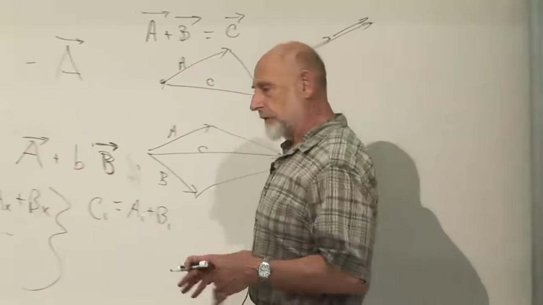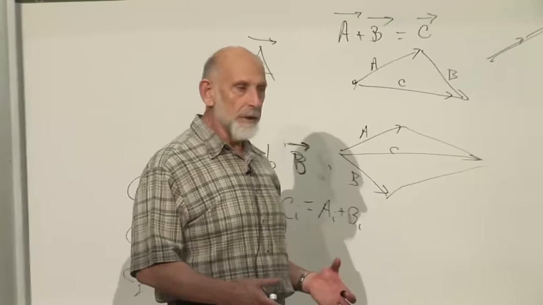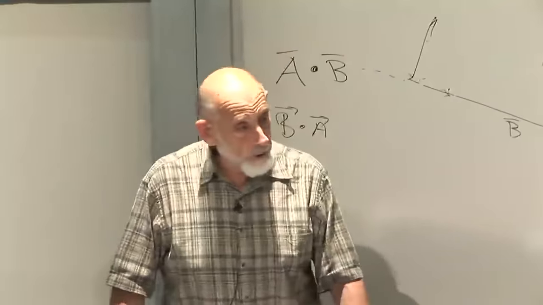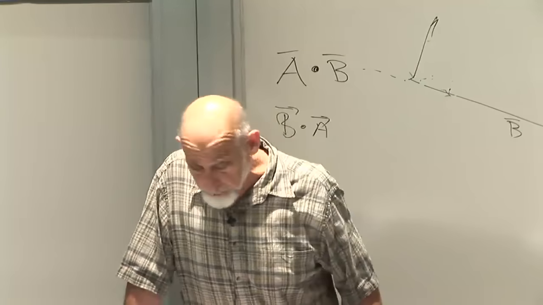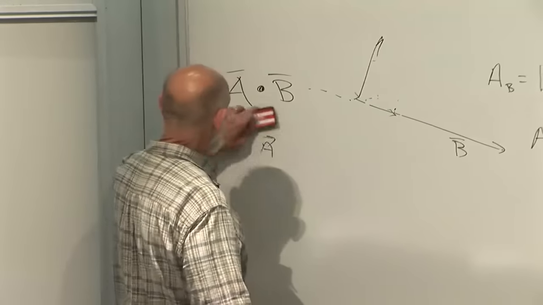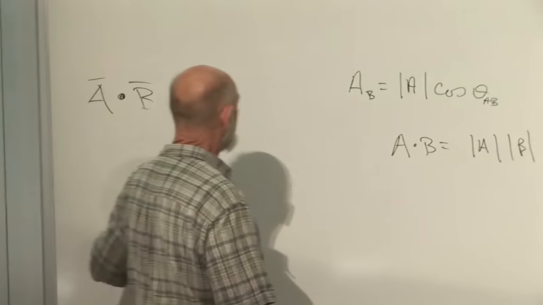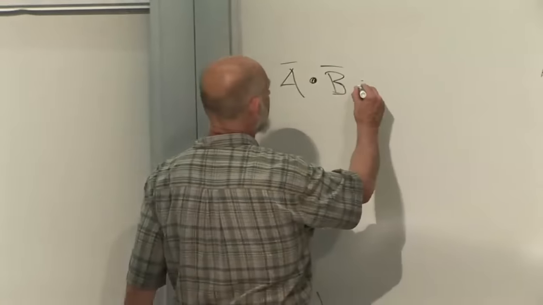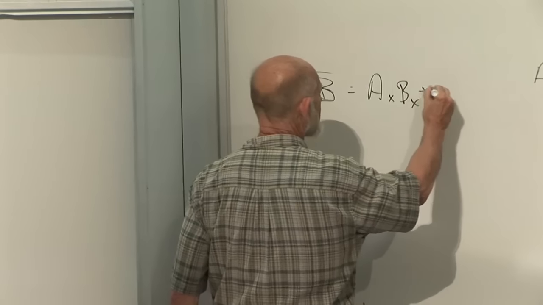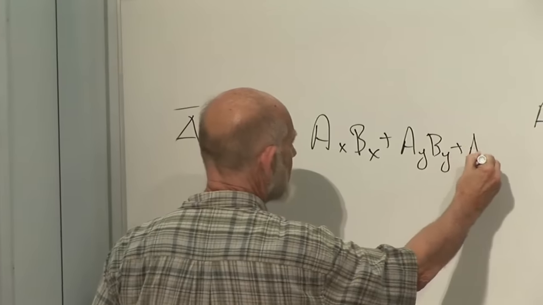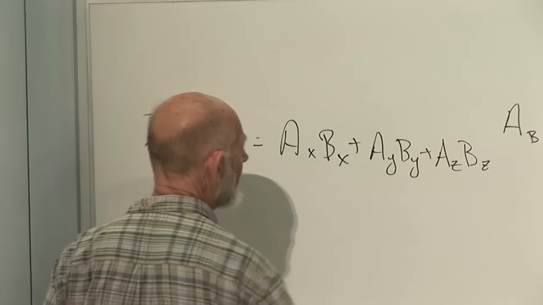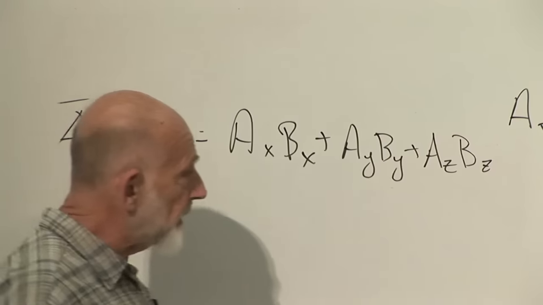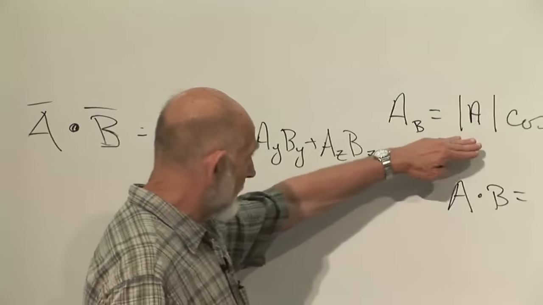So a diagnostic for deciding whether two vectors are perpendicular or not is to calculate their dot product. Now, that can be useful, because we can express the dot product in component form. I won't prove this, but it's not hard to prove. In terms of the components of the vectors, this is equal to ax bx plus ay by plus az bz. In other words, you multiply the components and you add. That can be easily proved with a little bit of trigonometry, not much, that this is equal to this over here.